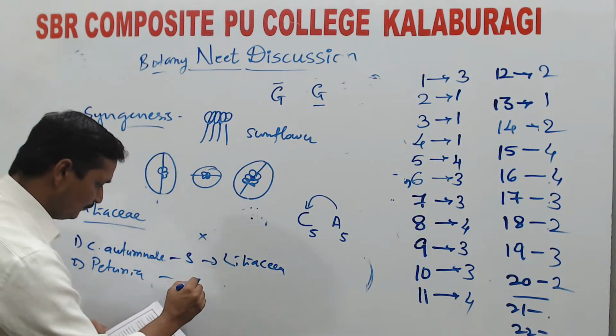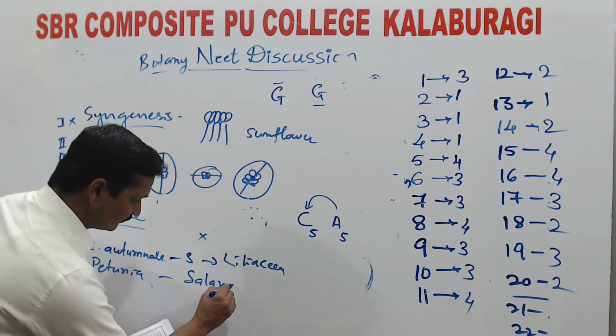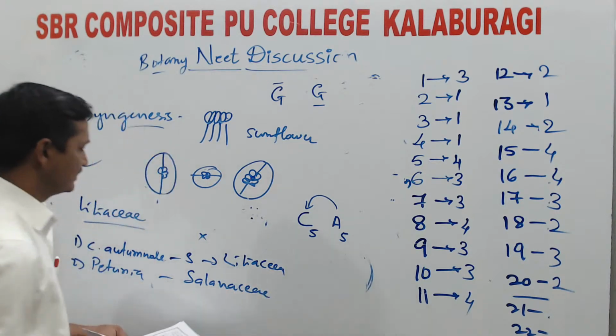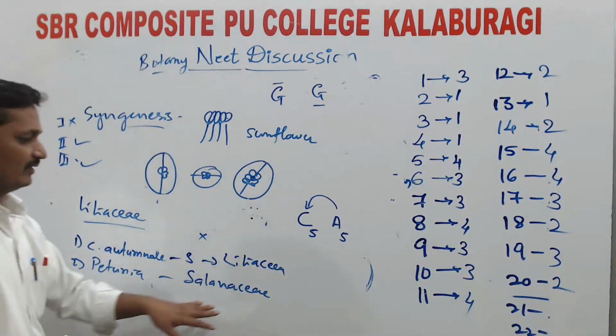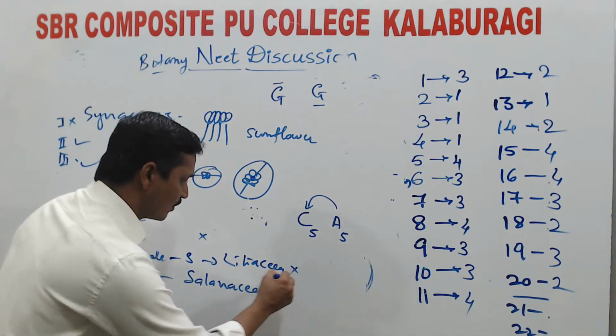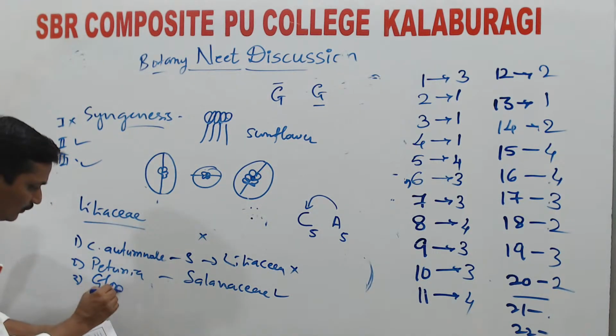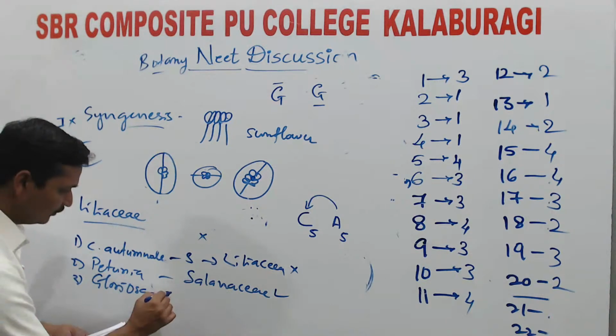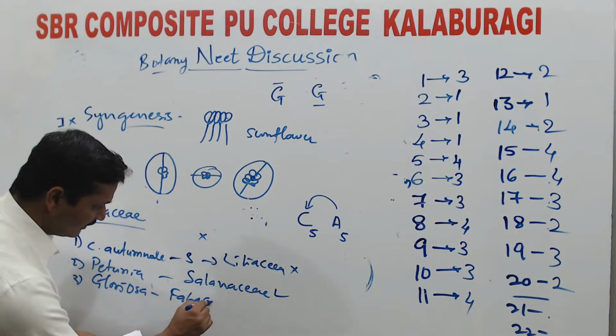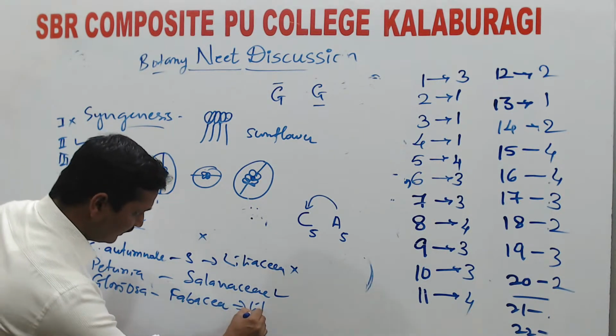Then second they given Petunia. Petunia belongs to Solanaceae, which is correct. Petunia is an ornamental plant of the family Solanaceae. Then third one, Gloriosa. Gloriosa belongs to Fabaceae. It is wrong. It actually belongs to Liliaceae.